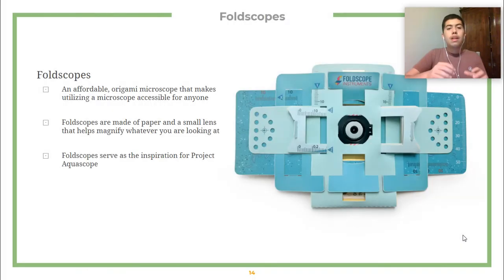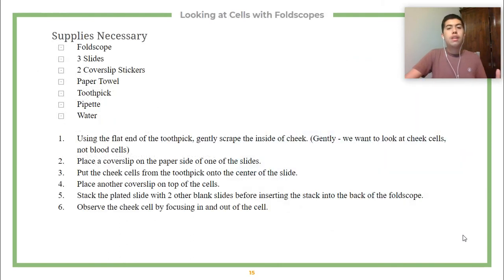And so now we're going to go through a procedure, or one of the labs, for looking at cells with foldscopes. This would be for looking at cheek cells. So this would be an animal cell because this would be our own cells. The supplies necessary would be a foldscope, 3 slides, 2 cover slip stickers, a paper towel, a toothpick, a pipette, and water.